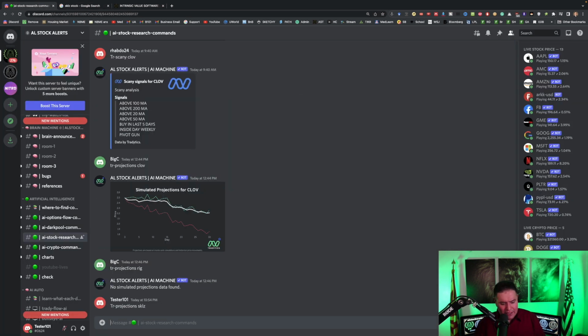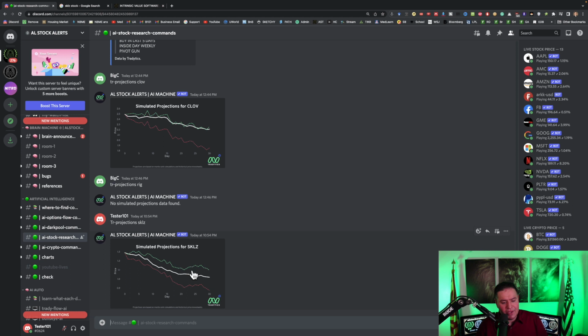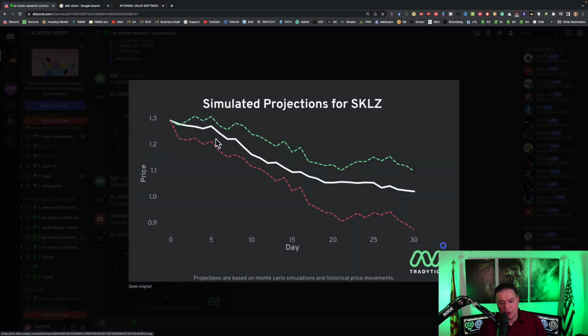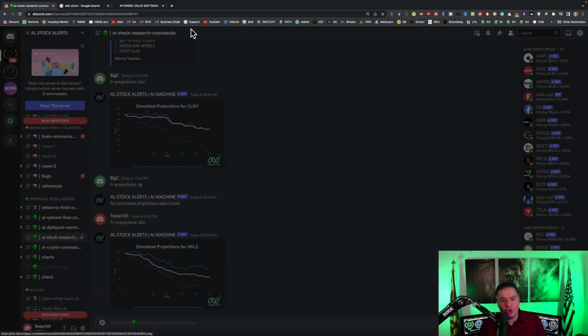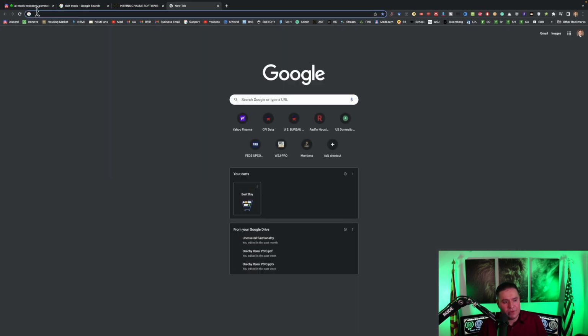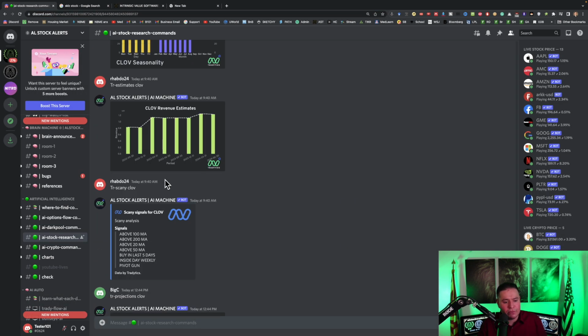So let's go ahead here and let's do Skillz here. And you can see from our Monte Carlo simulation projection, which is a machine learning algorithm, it shows you that the stock is headed down in the penny region based off of this projection. You can look up Monte Carlo from MIT, take a course. It's free, open courseware to learn a little bit more about it.